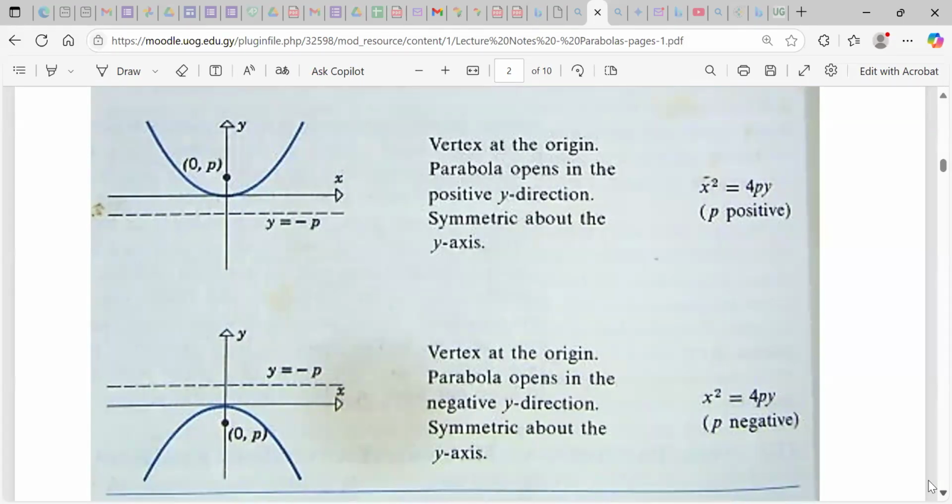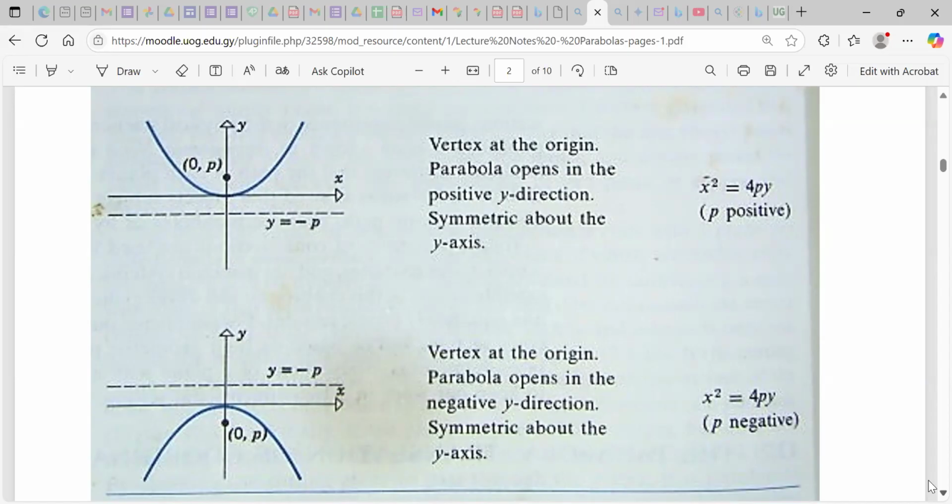And the general equation there, well, I should say the standard equation, x squared equal 4py, and what's the next one? x squared equal 4py. One time p is positive, the other time p is negative, right? So I think you are familiar with this kind of thing from the previous course.